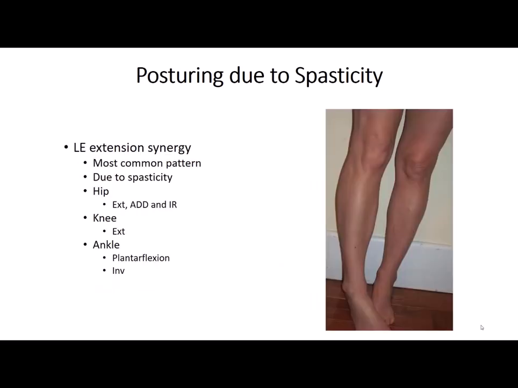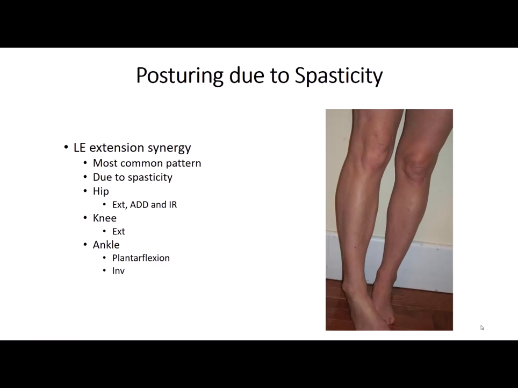In contrast to the upper extremity, the lower extremity also has a synergy pattern. In this case, it's an extension synergy pattern. And that's shown in the picture on the right. It is the most common pattern that you will see in the lower extremity due to spasticity. Typically, patients will present with their hip extended, adducted, and internally rotated. Knee will be extended, and the ankle is plantar flexed and inverted.